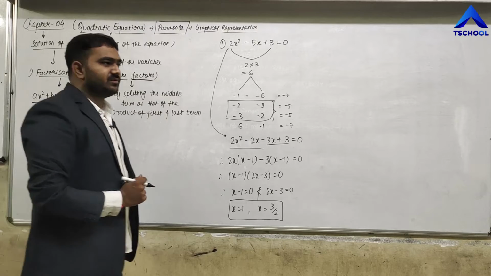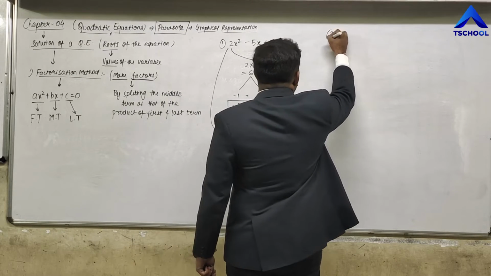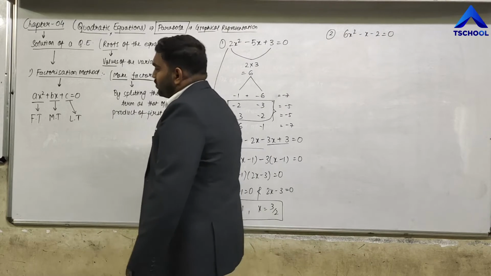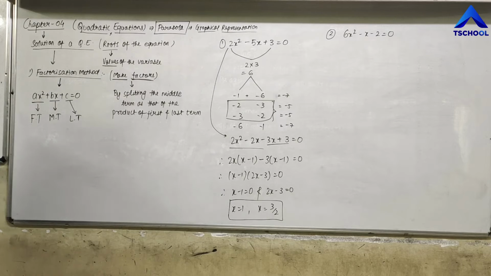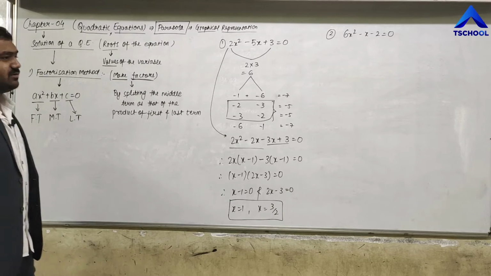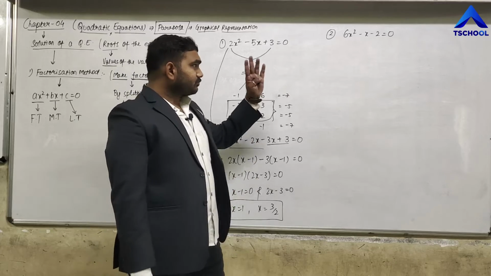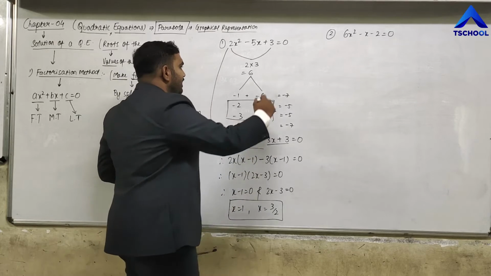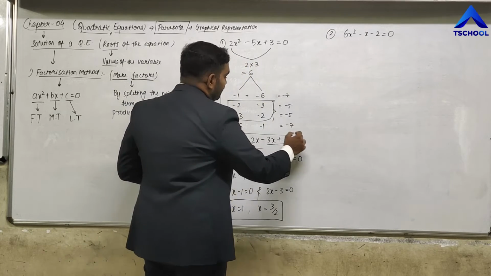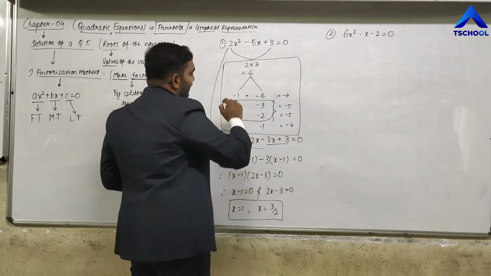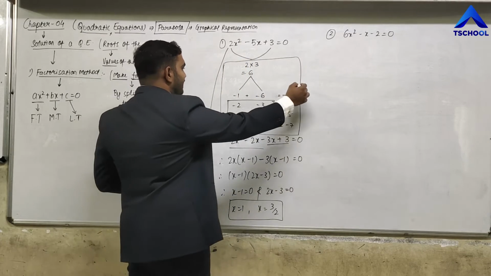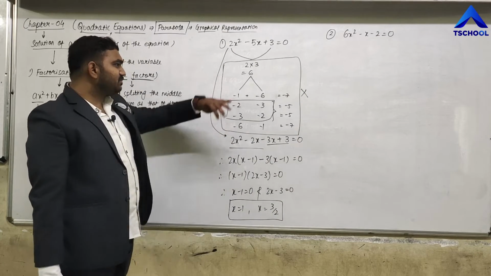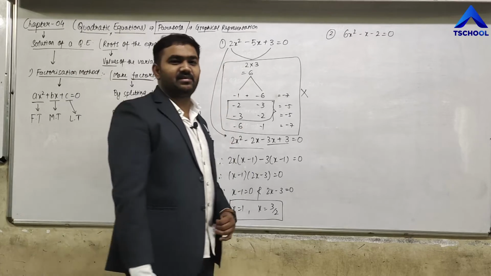Let us solve one more sum here, so that you come to know how exactly it is solved. So again I have a quadratic equation, 6x square minus x minus 2 is equal to 0. Now, solving this, we shall follow the same method. But the process that I have done here is just for you to understand. This is not to be done in the examination. You are going to start directly from here to here.